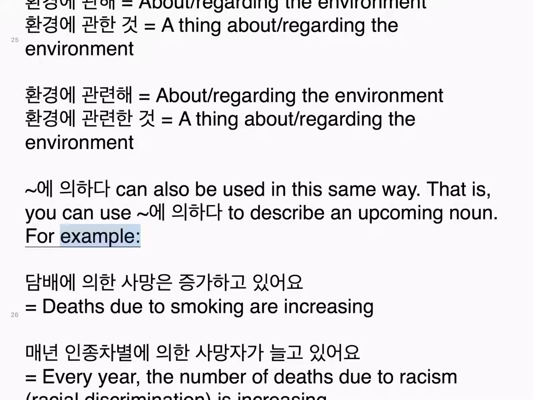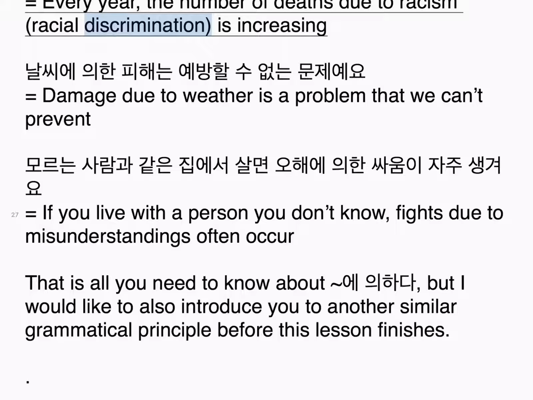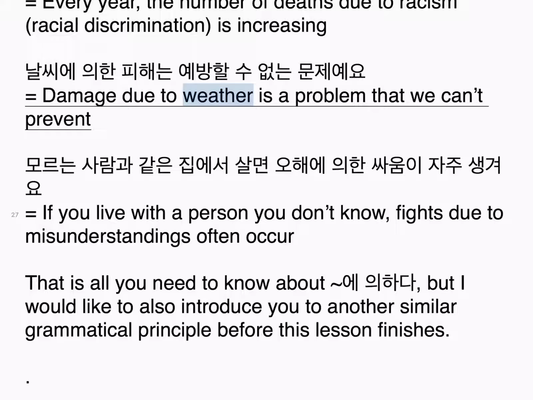For example, 담배에 의한 사망은 증가하고 있어요. Deaths due to smoking are increasing. 매년 인종차별에 의한 사망자가 늘고 있어요. Every year, the number of deaths due to racism, racial discrimination, is increasing. 날씨에 의한 피해는 예방할 수 없는 문제예요. Damage due to weather is a problem that we can't prevent.